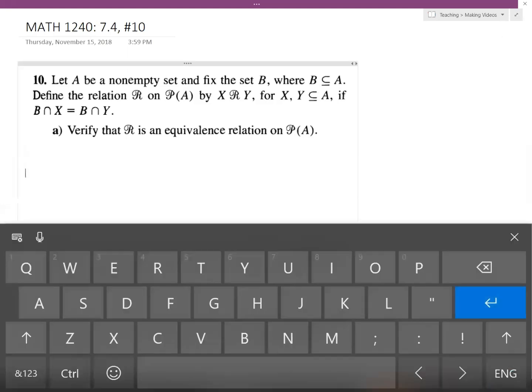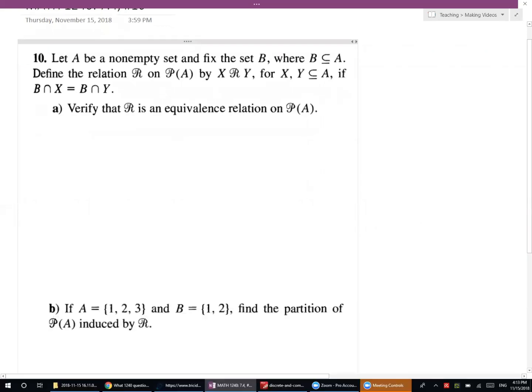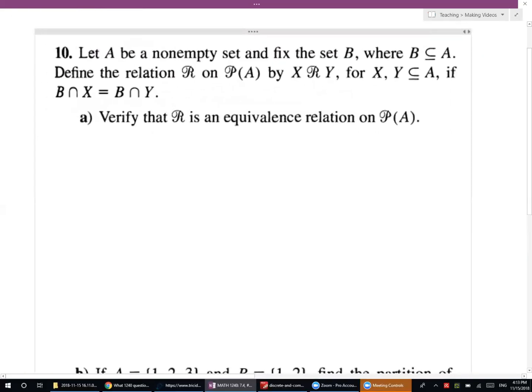Make a bit more room here. All right, so we got three things to show. We need to show that R is reflexive, symmetric, and transitive to be an equivalence relation. Let's do it.